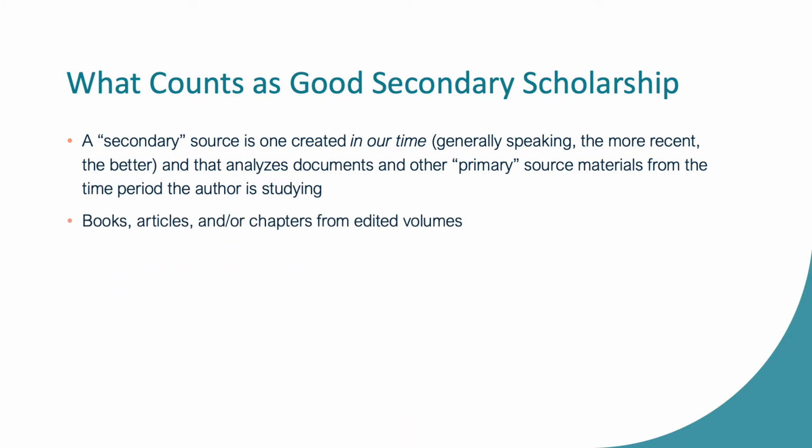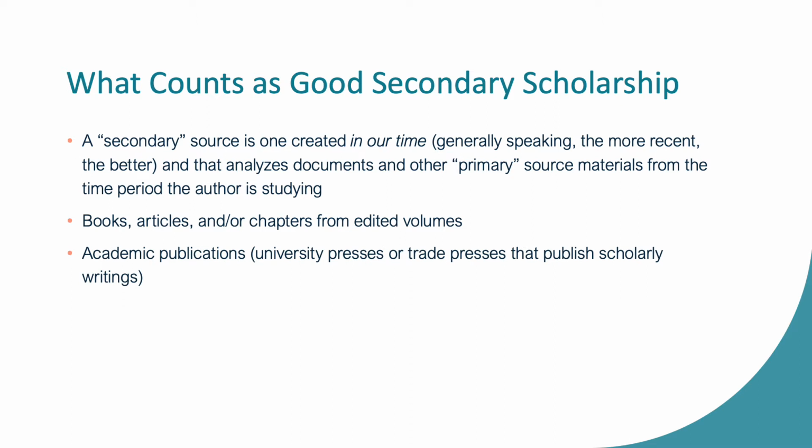Different kinds of secondary sources include books, articles, or chapters from edited volumes. When you search for these, you want to make sure that the scholarship that you're finding is academic in nature, meaning that it is published by a university press or a trade press that publishes scholarly works.